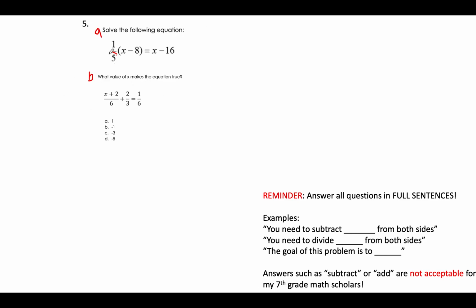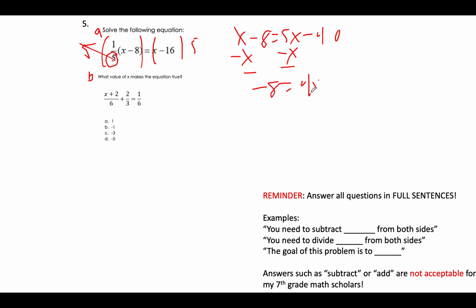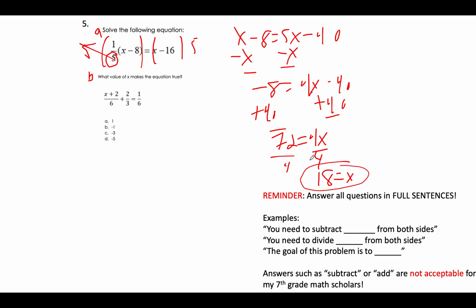So for this one here, our least common multiple is clearly going to be 5, so multiply both sides by 5. And then that'll cancel out. We'll get x minus 8 equals 5x minus 40. To solve for x, we're going to move our things around, so minus x on both sides. So we get -8 equals 4x minus 40. Then we add 40 to both sides. We get 72 equals 4x. Divide both sides by 4. We got that 18 equals x. Awesome, 18 is going to be x on that one.